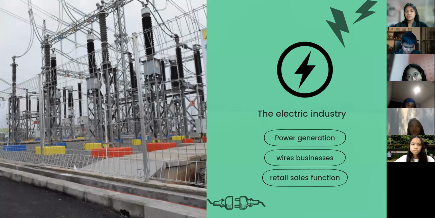And the second function is wire businesses. Having one set of wires is less expensive than having two or more. That eventually will lead customers to buy wires from one firm only, making the other firms unprofitable. And the last function is retail sales. There's a small chance for firms to compete because power generation and wire businesses are basically natural monopolies. So the retail sales function is related to those two functions, and these three functions operate together as an integrated natural monopoly.